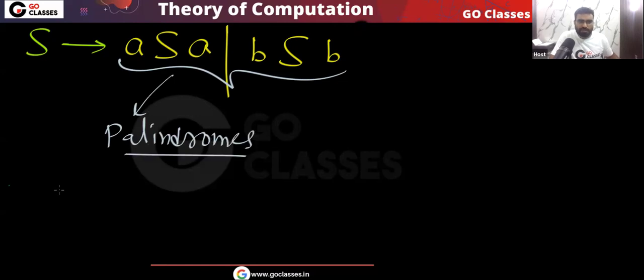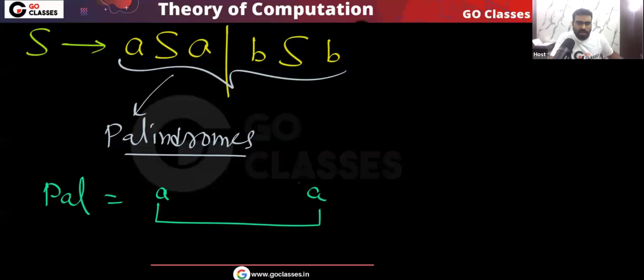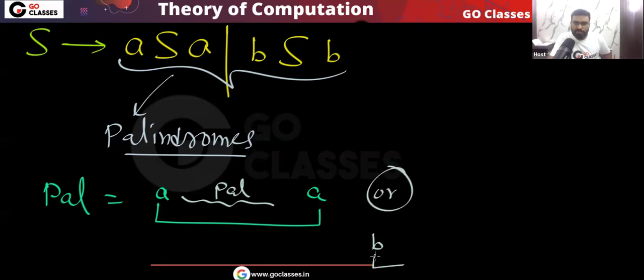Because it's very simple. What is the definition of palindrome? The definition of palindrome is very simple: if the first symbol is A, then the last symbol must be A. In between you can create a palindrome. Or if the first symbol is B, then the last symbol must be B. In between you can create a palindrome.